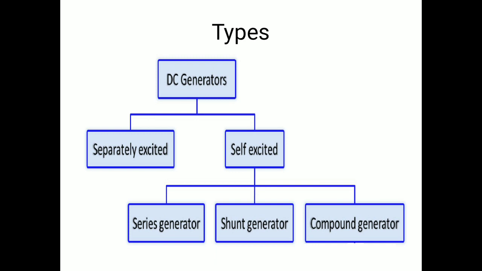The self-excited generator can be divided into three types: series generator, shunt generator and compound generator. In a series generator, the field winding is connected in series. In a shunt generator, the field winding is connected in parallel with the armature. A compound generator has both series and parallel connections. So these are the differences.